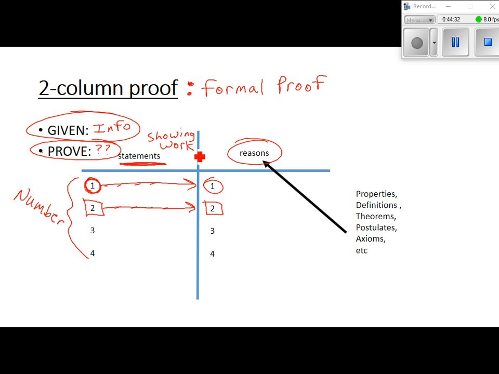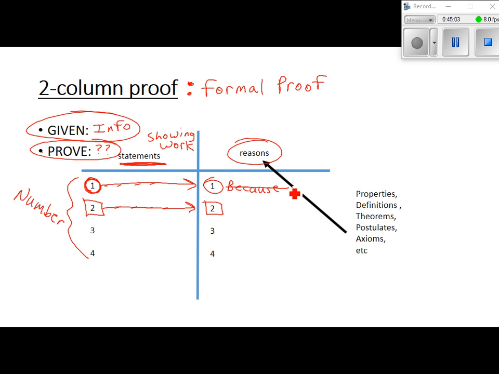The reasons always have to be properties, definitions, theorems, postulates, axioms. They can't be anything else. You're never going to say, because 2 plus 3 equals 5. You're never going to say that. That won't be over here. It's got to be some kind of property. If it's 2 plus 3 equals 5, then we're going to say addition property. So on and so on.